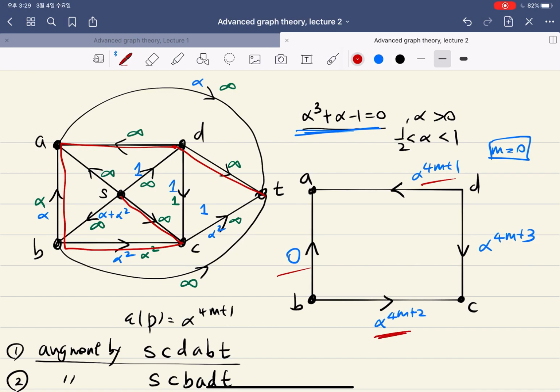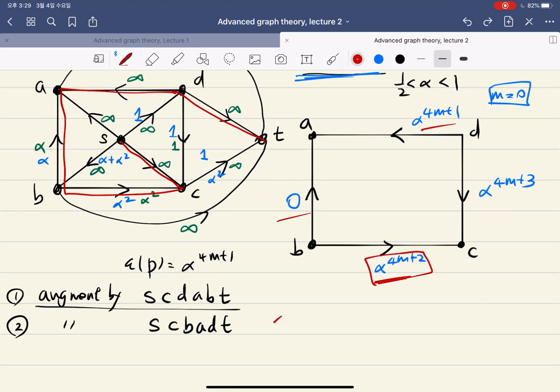So this can be decreased by at most this much, and this can be decreased by at most this much, and this can be increased by at most the capacity alpha. Out of that, the smallest one is this alpha to the 4m plus 2. So in this case, epsilon p is alpha to the 4m plus 2. The previous case was alpha to the 4m plus 1.